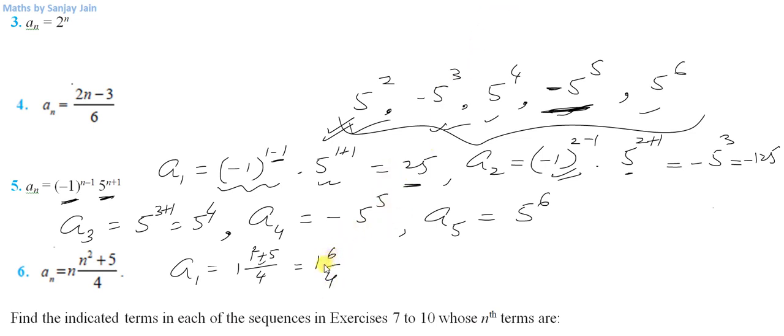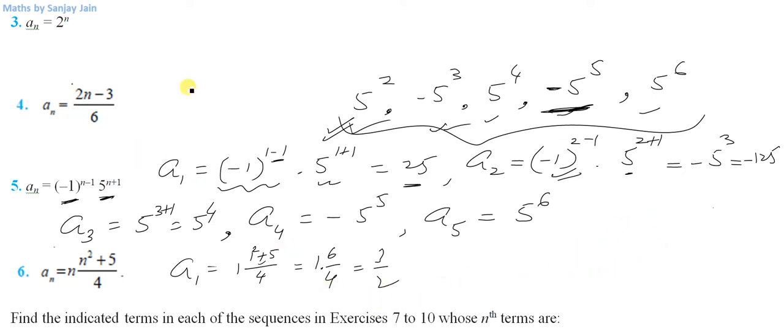And this is not 1 is to 6 by 4. This is 1 into, right? This expression is n into n squared plus 5 by 4. This is like this. Okay, so this will be equal to 3 by 2. Alright, so a1 is 3 by 2. Similarly, you can write this expression like this. Okay, what I've written here, and then there will be no confusion.